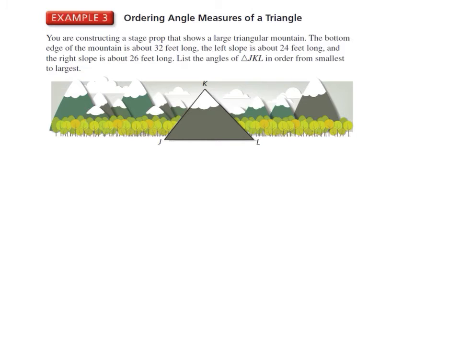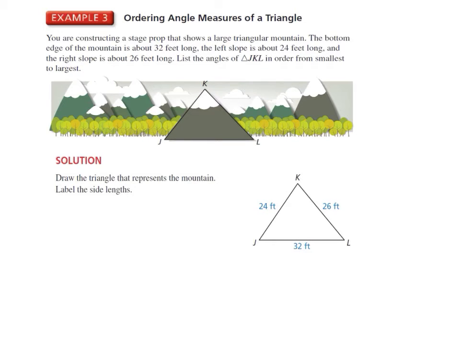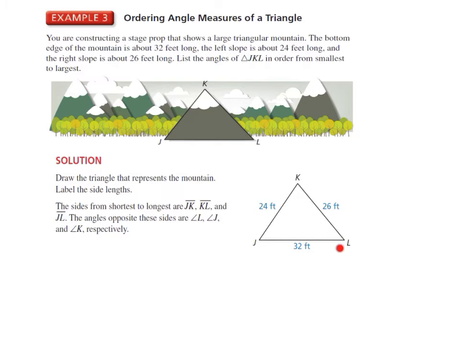All right, so let's look at ordering angle measures of a triangle. We're constructing a stage prop that shows a larger triangular mountain. The bottom edge of the mountain is about 32 feet long. The left slope is about 24 feet long. The right slope is 26 feet long. List the angles of triangle JKL in order from smallest to largest. Start by drawing the triangle and labeling all the sides. We can see that the shortest to longest is JK, KL, and JL, which means the angles opposite of the smallest would be L, then J, then K. So by the triangle longer side theorem, the angles from smallest to largest are angle L, angle J, and angle K.